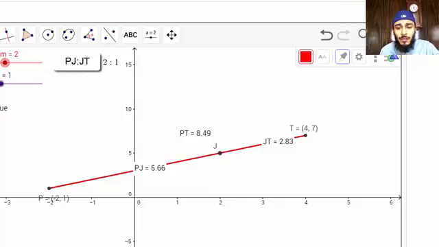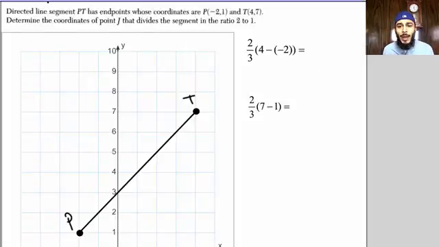The point is, find the point J in such a way that will make PJ to JT a 2 to 1 ratio. And some of these questions, they could say put it in a 3 to 1 ratio, 4 to 1 ratio. For our question, it says 2 to 1, and I'm just going to basically show you how that happens. So let's go back to our question.